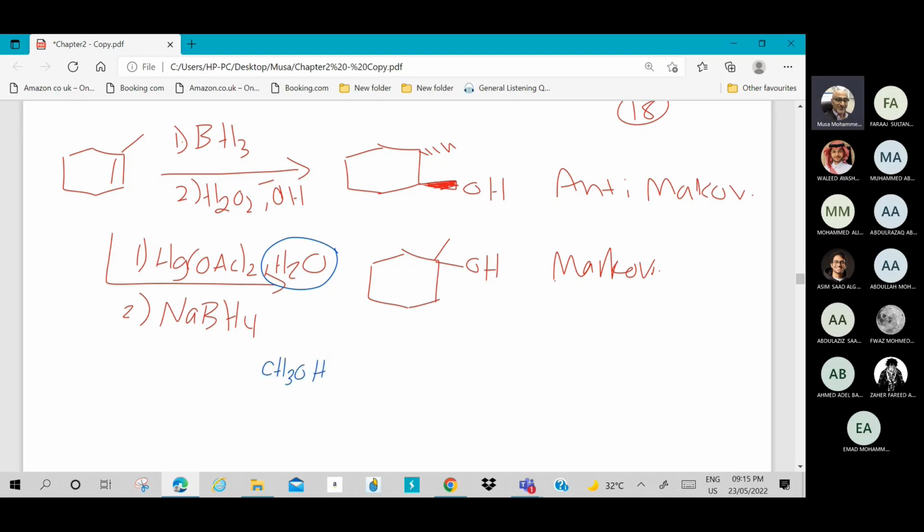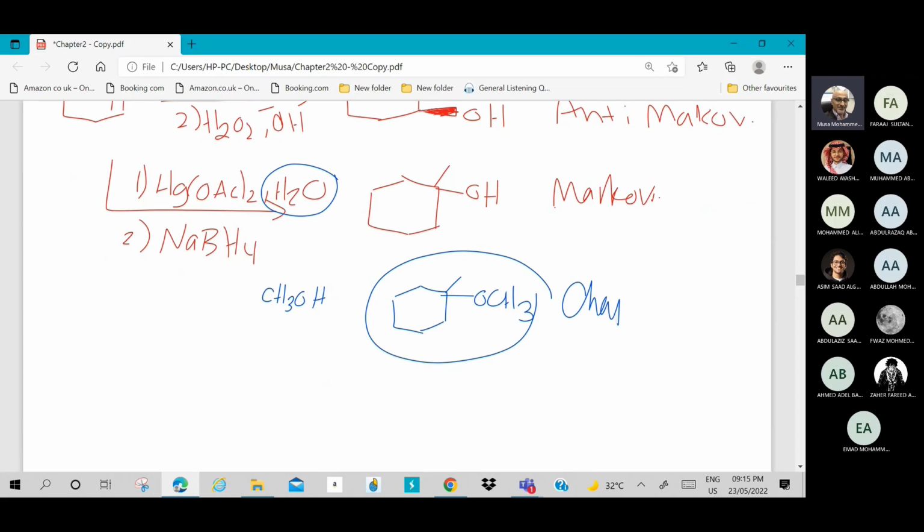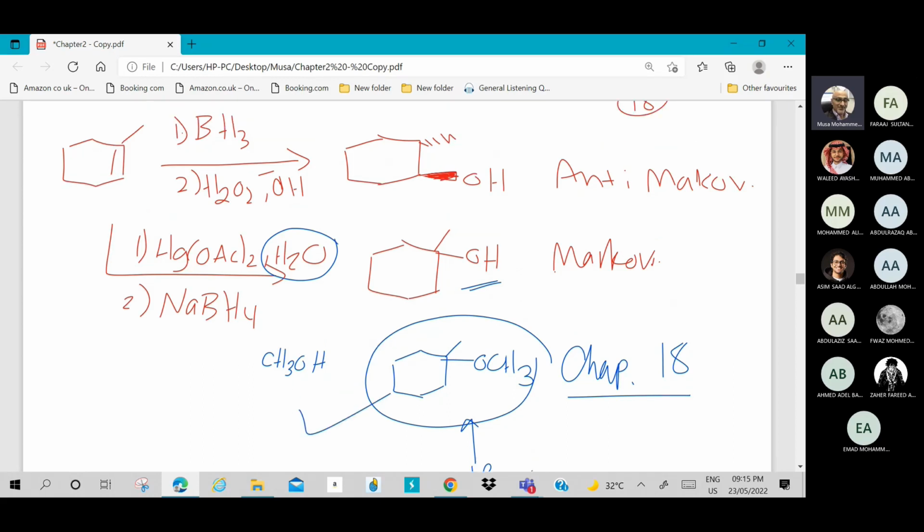Now, if you just replace this OH or this water, if you replace it with CH3OH, then what's the product? The product is OCH3. Now, this is a reaction covered in chapter 18, because what you made here is an ether, and what you made here is an alcohol. So this was a method to prepare ethers in chapter 18, and this is a method to prepare alcohols in chapter 17. So chapter 17 starts with preparation, then it goes to the reactions of alcohols, including Grignard reaction.